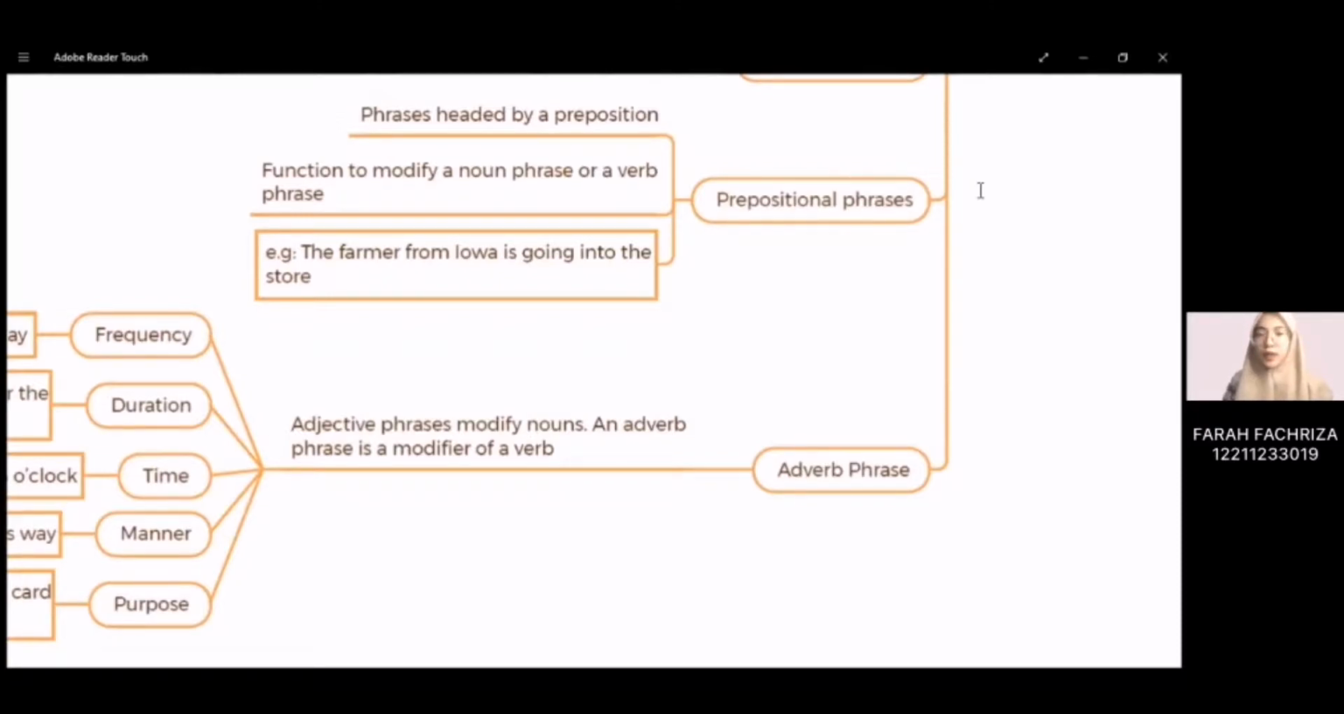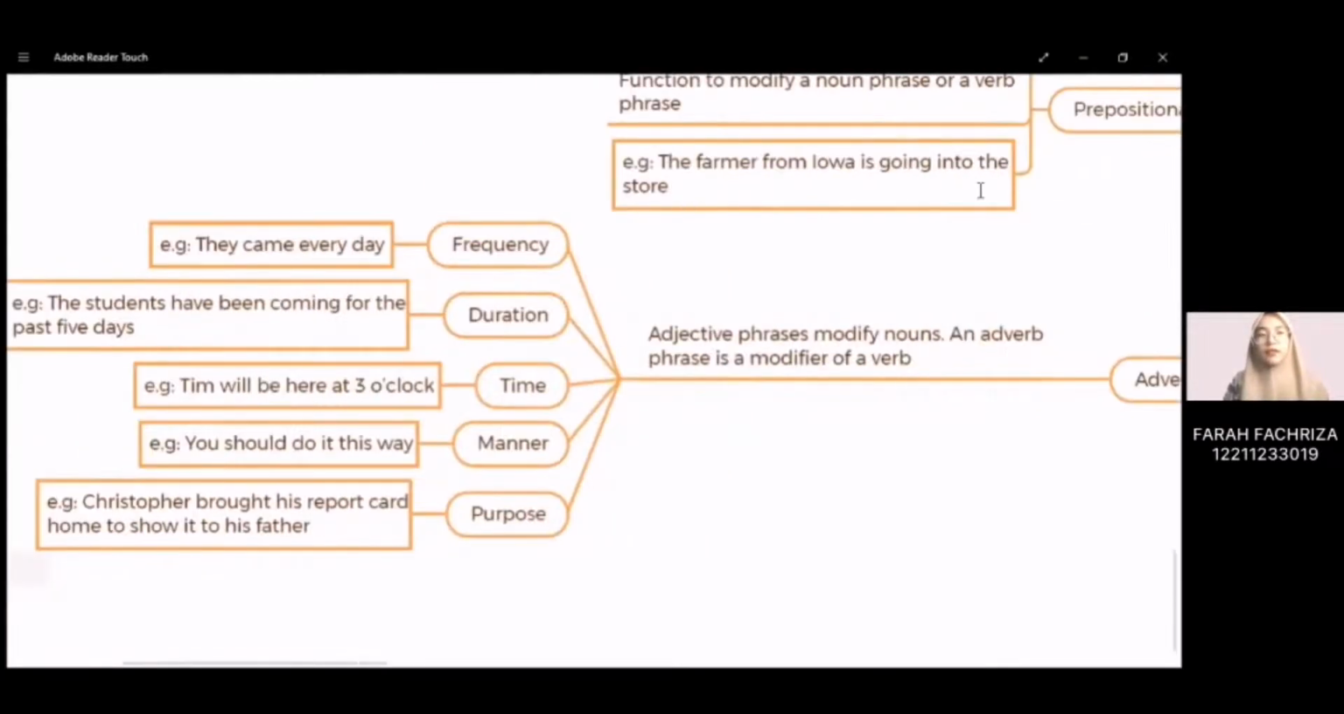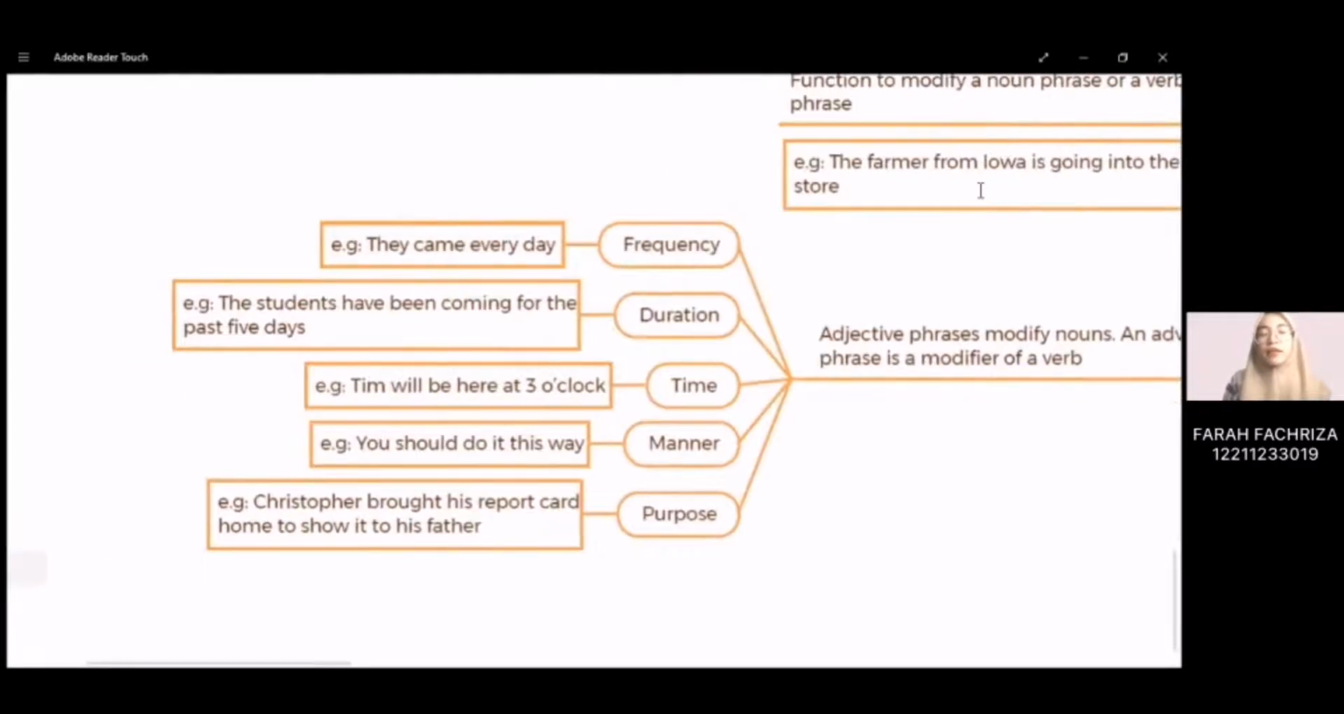And last but not least, we have adverb phrase. An adverb phrase is a modifier of a verb in the following ways. First, frequency. For example, they came every day. Every day is the modifier of the verb. And second, duration. For example, the students have been coming for the past 5 days. For the past 5 days is a modifier of the verb.